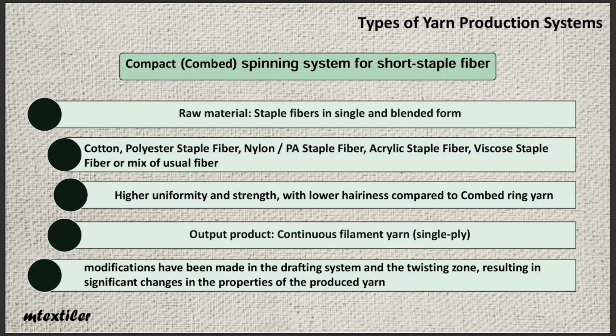In this slide, we examine the features of the compact, combed spinning system for short staple fiber. It is similar to the combed ring system, but with the same minor differences in the ring machine.